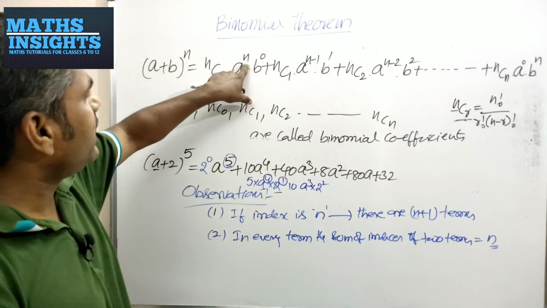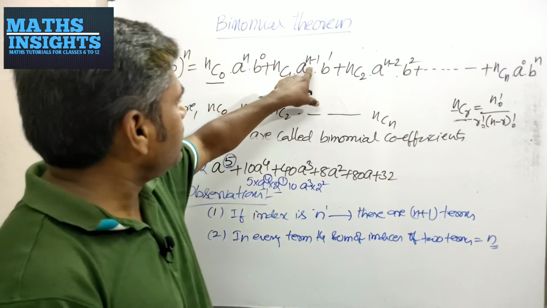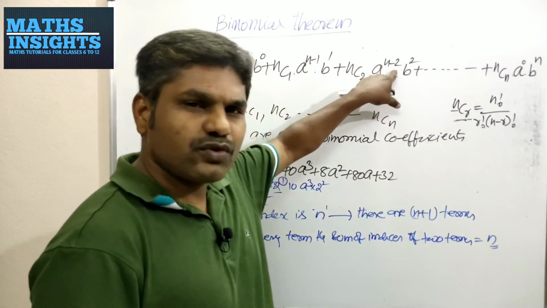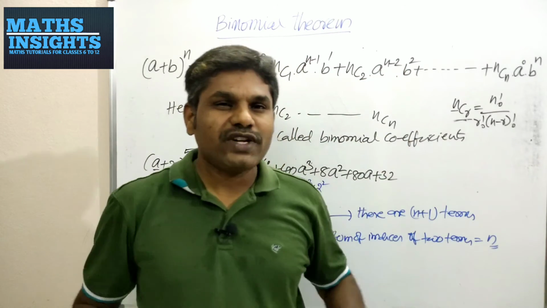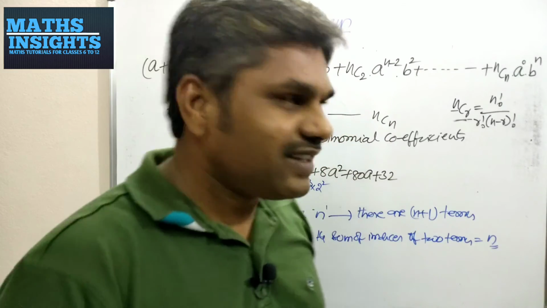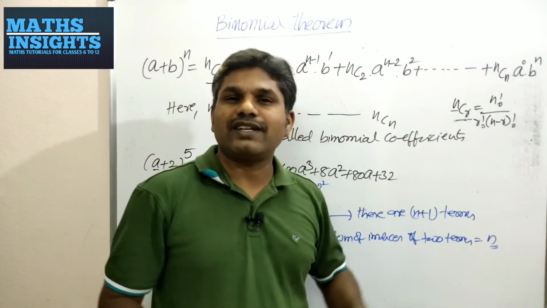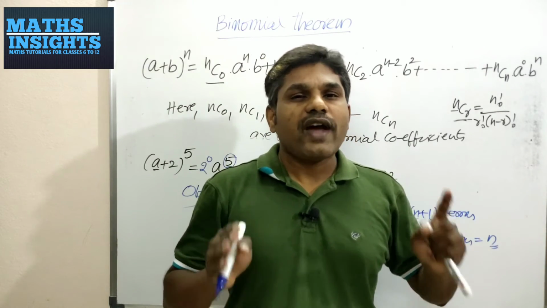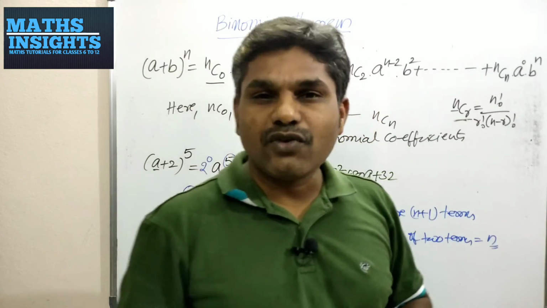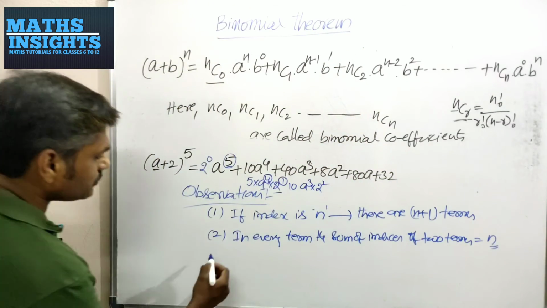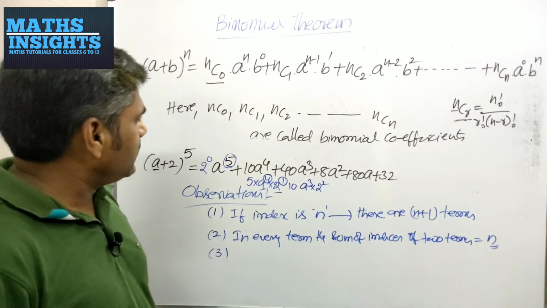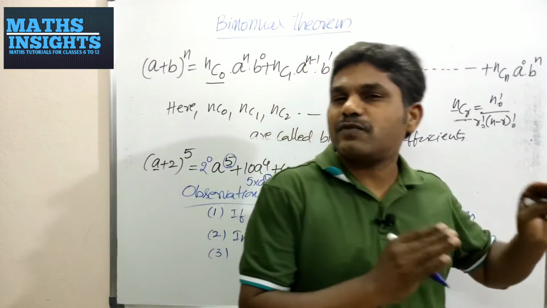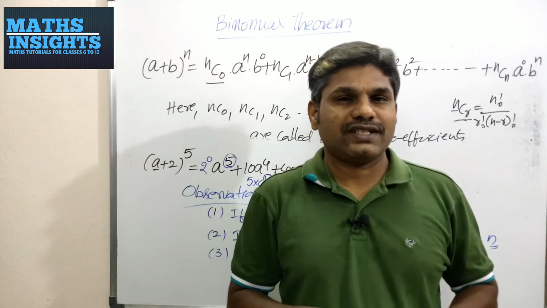If you observe here, n plus 0, n minus 1 plus 1. Minus 1 plus 1 will get cancelled, again you will get n minus 2 plus 2. Minus 2 plus 2 will get cancelled, then again you will get n. Whatever the term, if you add the indices of both terms, that will be equal to the index of the binomial. And third one is, if you observe, the coefficient of the term at the first place and the last place is 1. All of you know that.